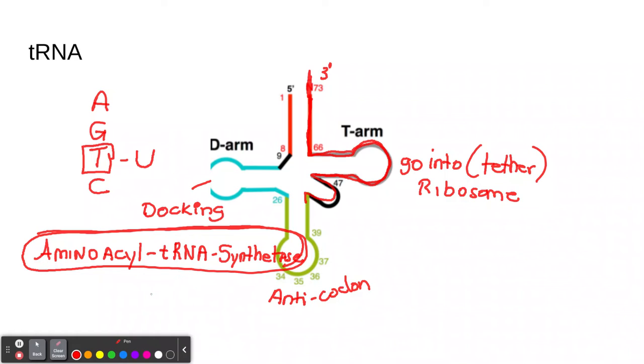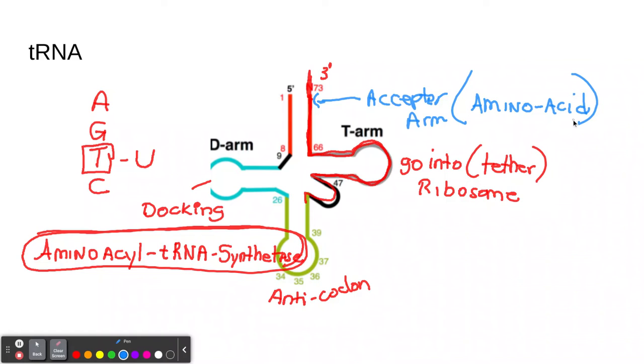Now, this is also called, up here, let's put a little arrow here. This is also called the acceptor arm. What do you think it's going to accept? The acceptor arm accepts amino acids. Well, just one, an amino acid. It's going to accept its amino acid.